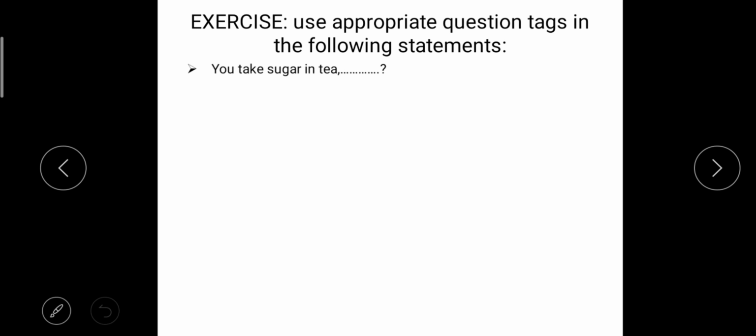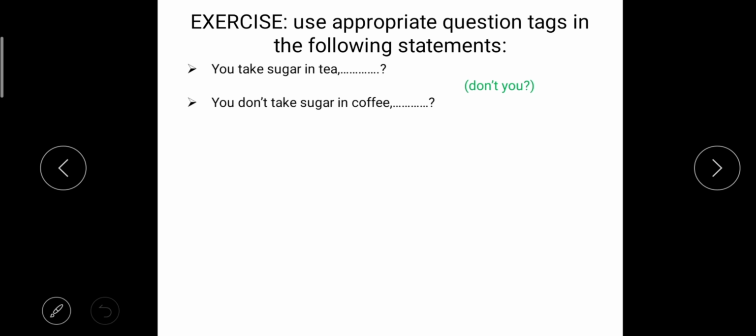So one exercise is also given in this lecture to make it very much clear to you, and you have to use question tag in all these sentences. You take sugar in tea. Which tense it is? Present indefinite. And according to present indefinite, you have to use here question tag. Question tag will be you take sugar in tea, don't you?